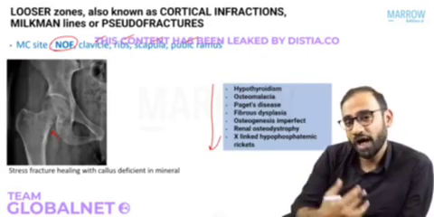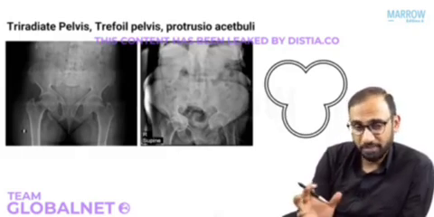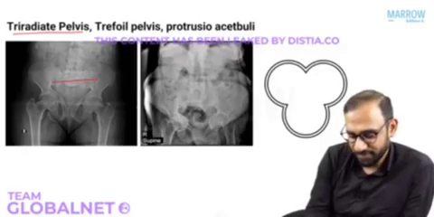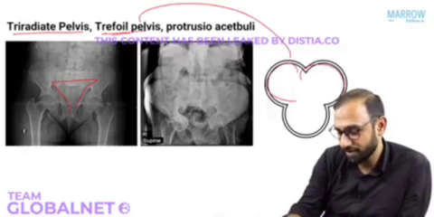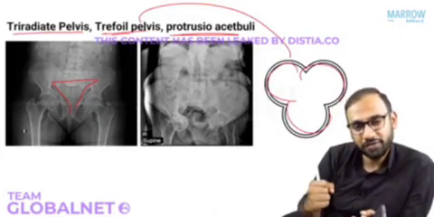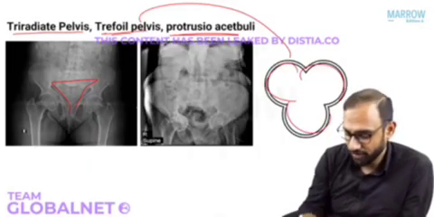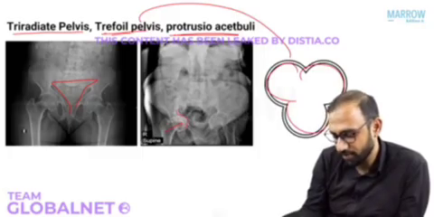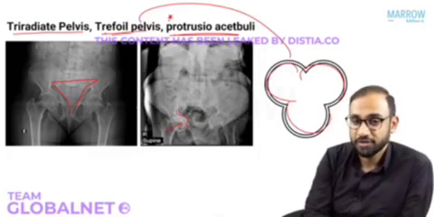Now, what about the other deformities that you will see in patients with osteomalacia? Because the bones are soft, the pelvis will start to bend. There's something known as triradiate pelvis. It will be bent like this. Trefoil pelvis, pelvis in the shape of a trefoil leaf. And protrusio acetabulae, the head of the femur will protrude into the acetabulum. That's how the acetabulum has become so soft. You can clearly see that the head of the femur here is protruding into the acetabulum. This is known as protrusio acetabulae. These are seen in patients with osteomalacia.